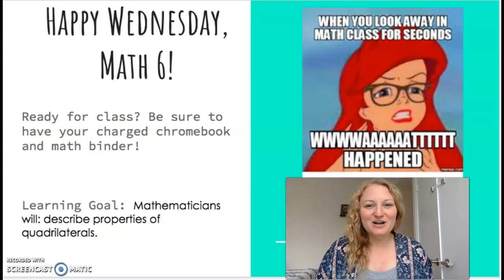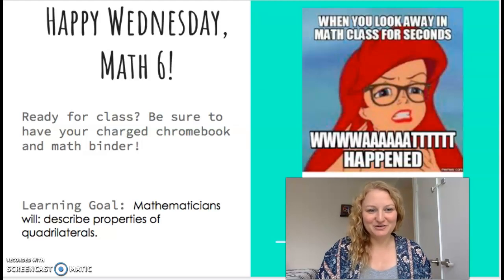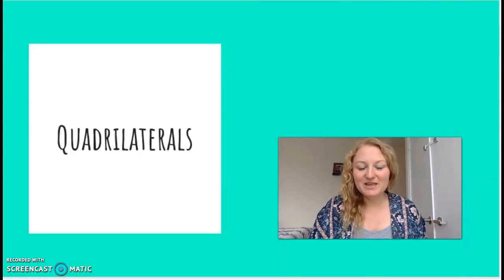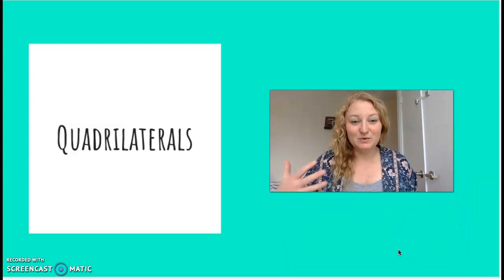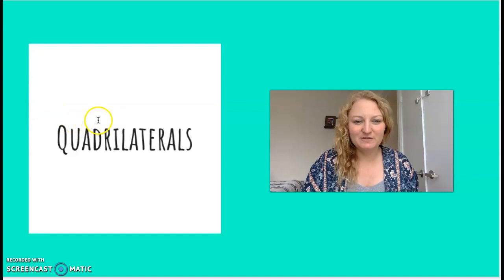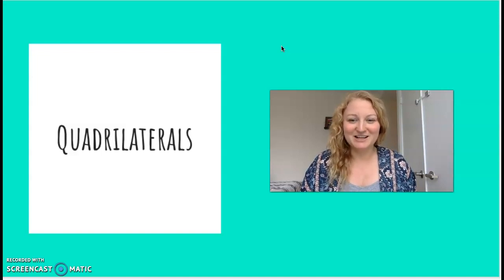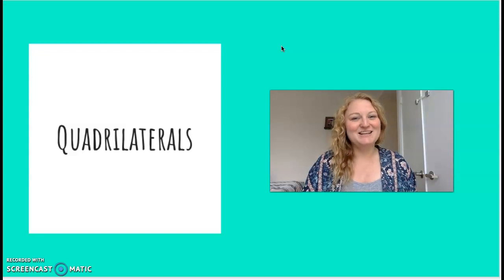We are continuing on in our study of 2D figures, and today and tomorrow we're going to focus on properties of quadrilaterals. So, what is a quadrilateral? When we see the word, I want you to look at the prefix here, quad. The prefix quad quite literally means four. So when we think of a quadrilateral, our brain should connect the prefix quad, four, to our study of shapes. So a quadrilateral is any four-sided closed shape.